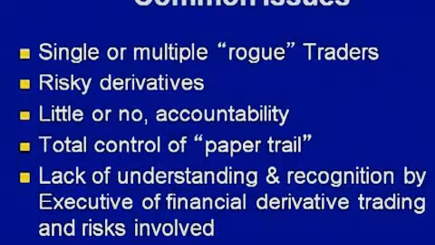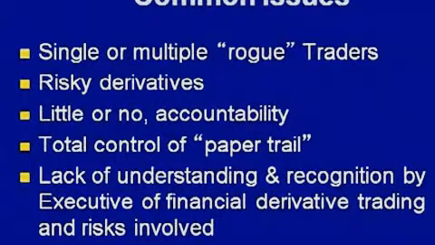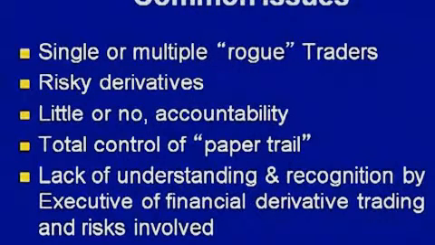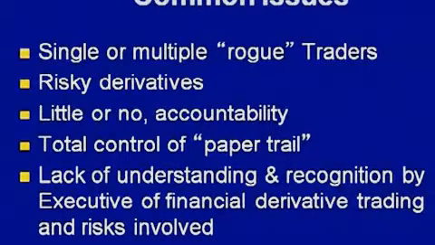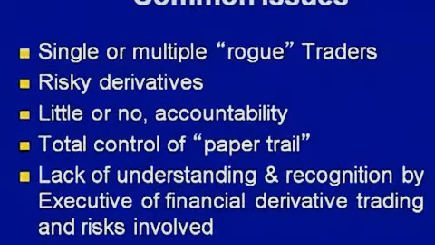There was little or no accountability. Again, as you recall in the case of Nick Leeson, he actually controlled the accounting, the settlement, and trading functions. They also had, in most cases, total control of the paper trail. In the Orange County investment pool, as well as with Barings Bank, there were hidden accounts, but the traders themselves were controlling the paper trail when others came in to audit.